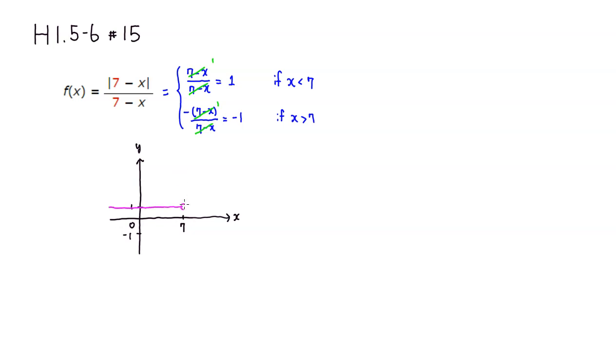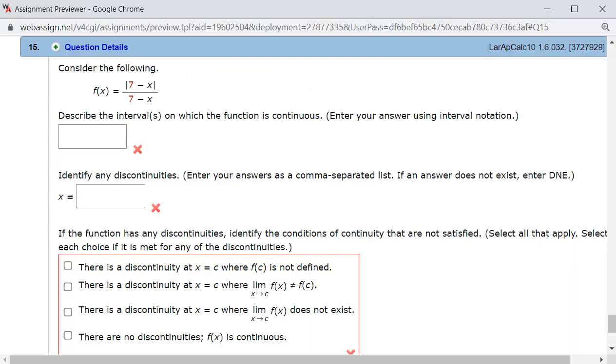Then the function is not defined there. We have to put an open circle there. And when x is greater than 7, it's negative 1. So we have a negative 1 here. We're going to start from here, but it's an open circle. Then it stays at negative 1. So the function is going to look like that. Then we should be able to answer the questions right here.